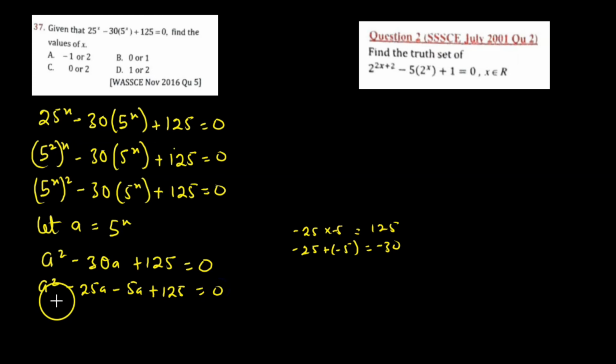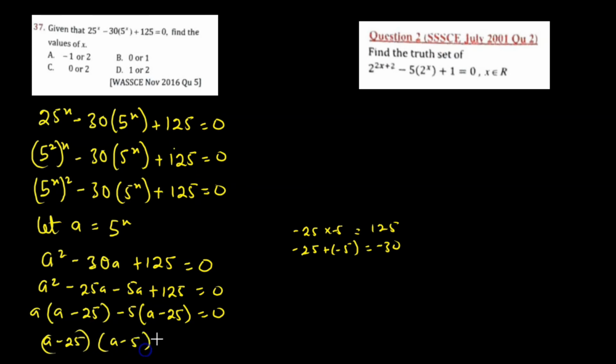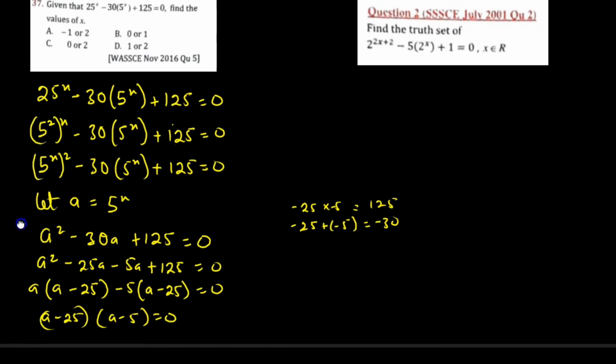So factorizing the first two terms, we have a out into bracket, a minus 25. And the next factor will be negative 5 out into bracket, a minus 25. And that must be equal to 0. So the common factor is a minus 25 all multiplying a minus 5, and all must be equal to 0. So let me create some little space so that I can work on both sides.